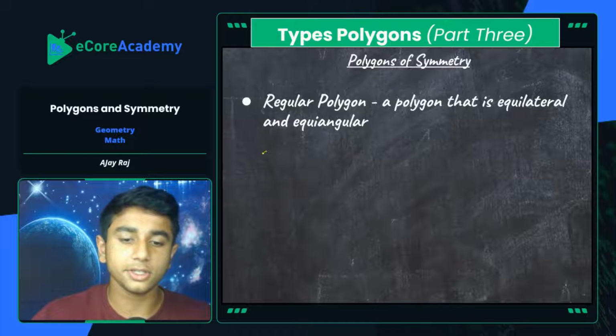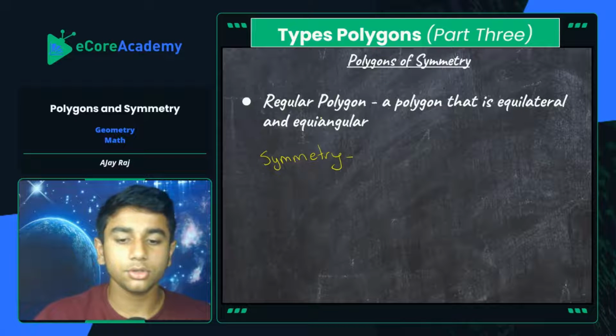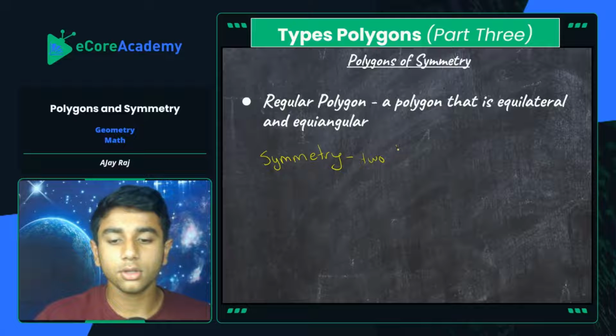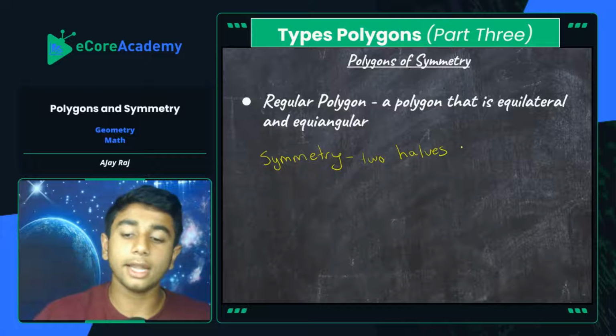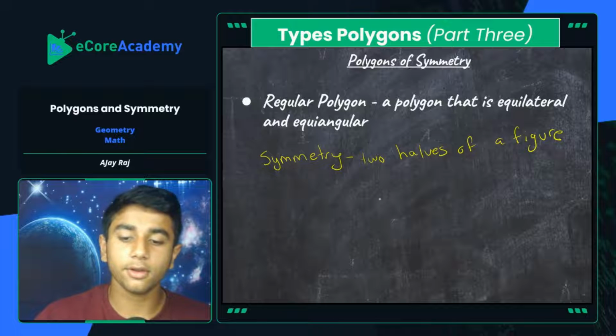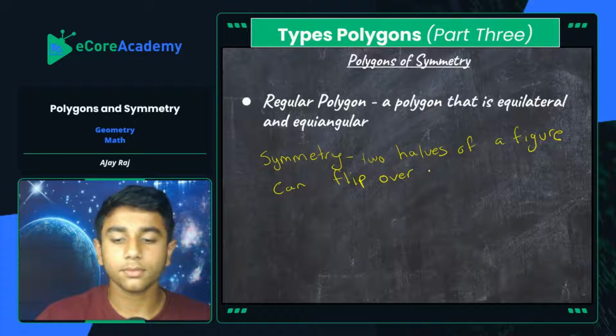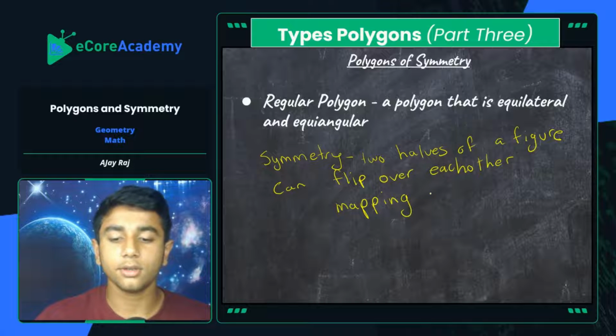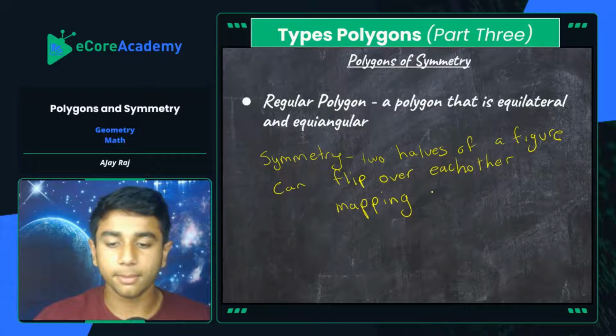So symmetry is basically, in layman's terms, when any two halves of a figure can flip over each other, mapping perfectly. Just as I had shown you in that example at the beginning of the video. So that's a basic definition of symmetry: mapping over each other, mapping perfectly.